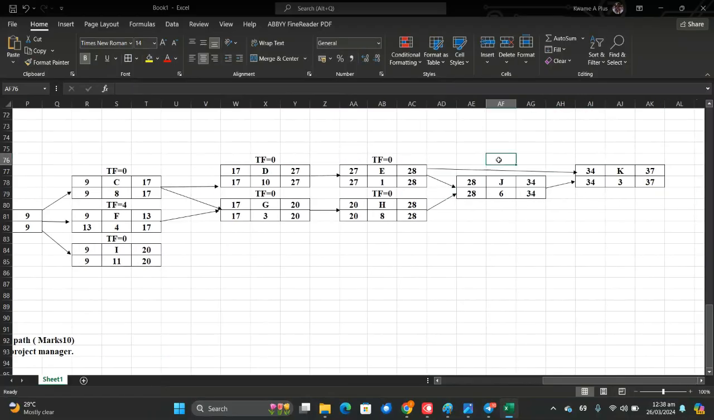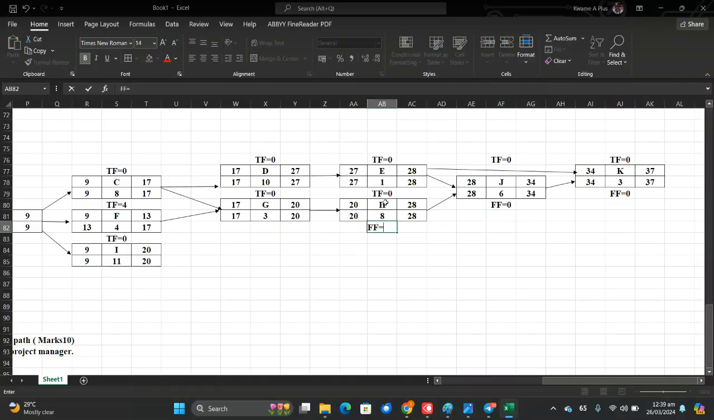Here, total float is equal to what? 0. Total float is equal to what? 0. Free float, okay, is equal to 0. Free float is equal to 34 minus 28, that's 6. 6 minus 6 is 0. So free float is equal to 28 minus 20, 8. 8 minus 8 is what? Is 0.